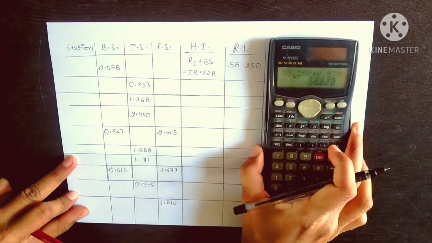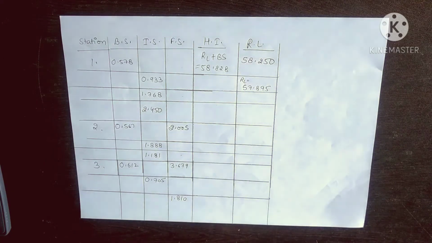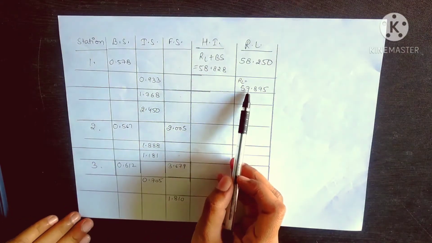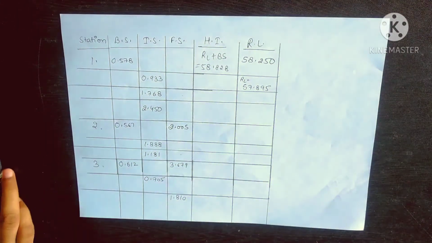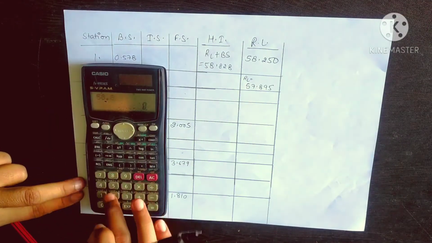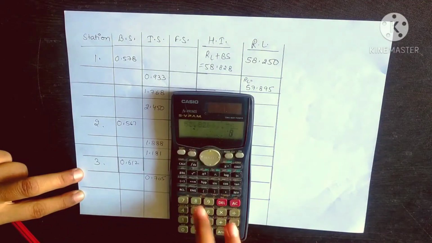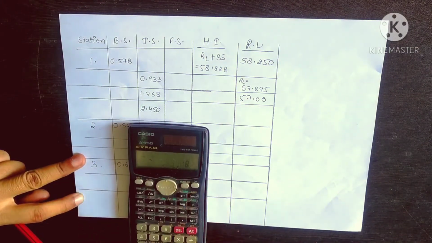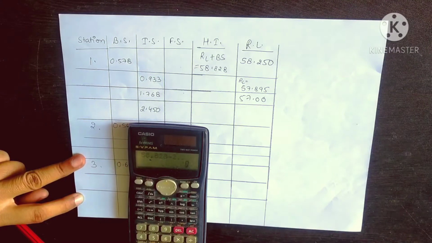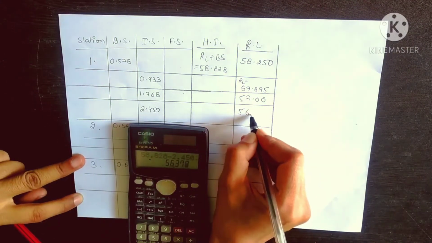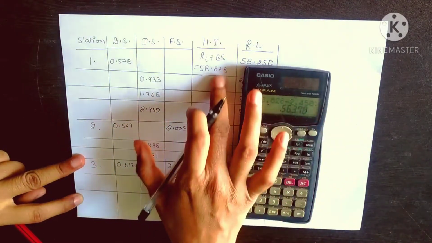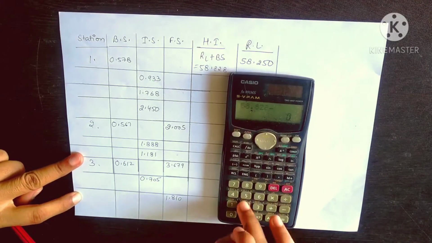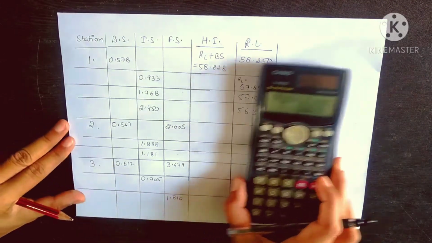This HI value minus, so this is the first, second and third station. This HI minus this IS will give us this RL value. This HI minus this IS, that is 58.828 minus 1.768 will give us new RL, that is 57.06. After that, 58.828 minus 2.450 gives us 56.378. After that, this HI minus this FS, 58.828 minus 2.005, 56.823.